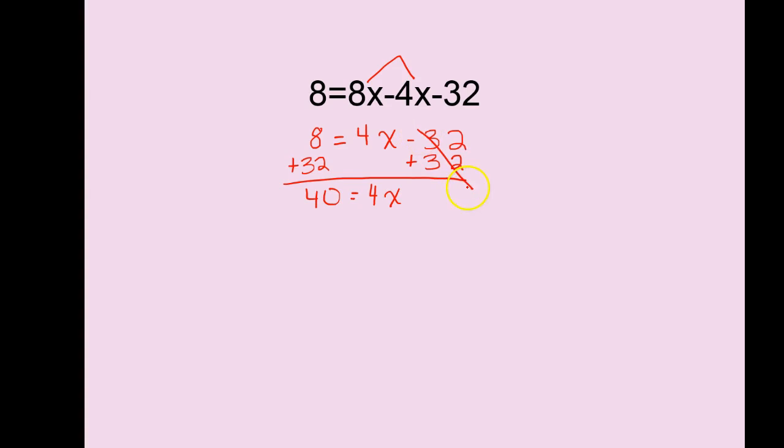4x, and of course they canceled over there, right? We still do the same thing. Divide both sides by 4. Those 4's cancel, so now I have that x by itself. 40 divided by 4 is 10.